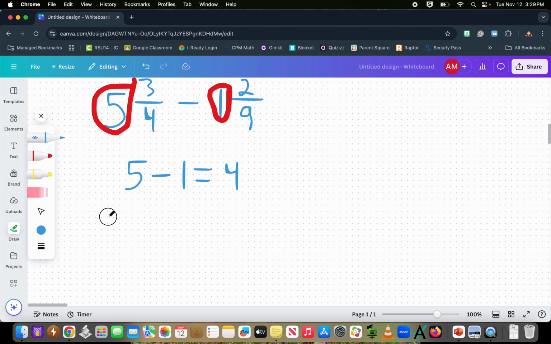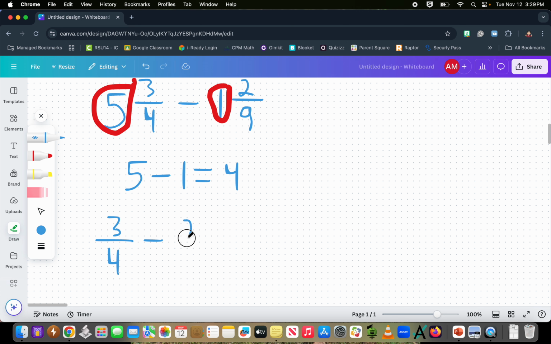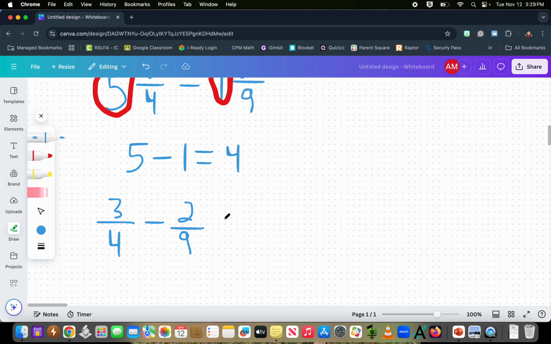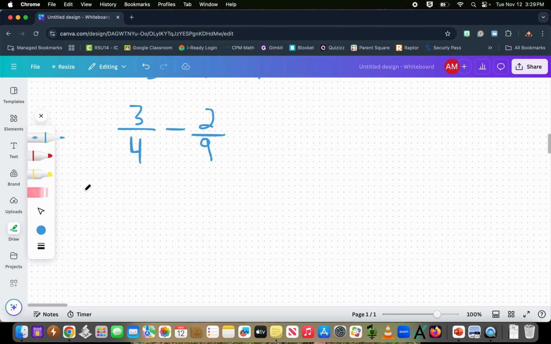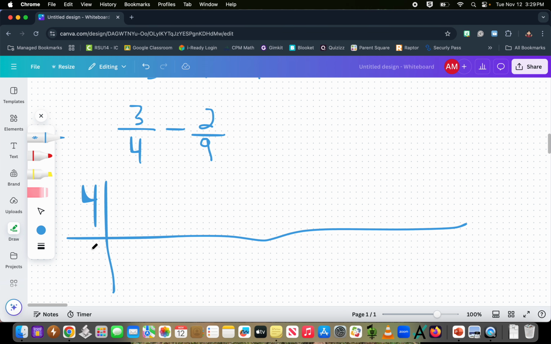In this case, rewrite here, and we follow the same process for adding or subtracting. So I've got 3/4 minus 2/9. The first thing I need to do, again, is list my denominators of 4 and 9, and I'm going to skip count. And we know that when we do this from above, we end up with a common denominator of 36.